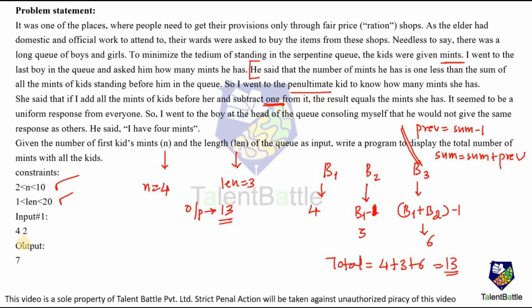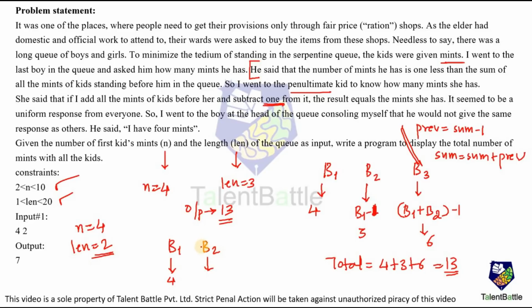And what is the provided test case? 4, that is the value of n, and 2, that is the value of length. So you have to take 2 inputs in the first line, and the output is 7. Now how has 7 been achieved? The length of the queue is 2, meaning there are only 2 individuals standing in the queue, B1 and B2. And the value of n is 4, meaning B1 has 4 mints.